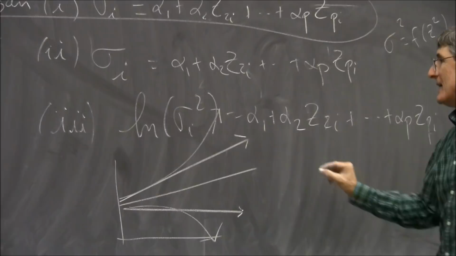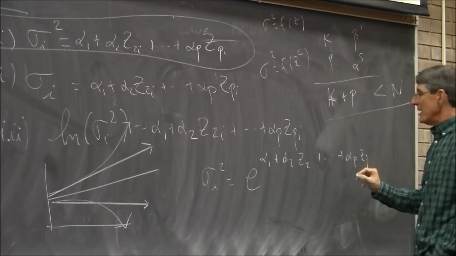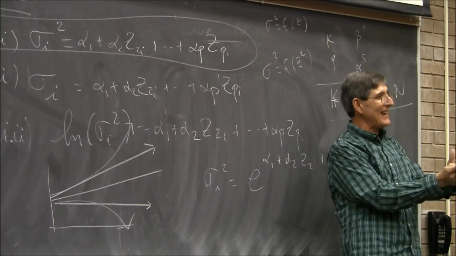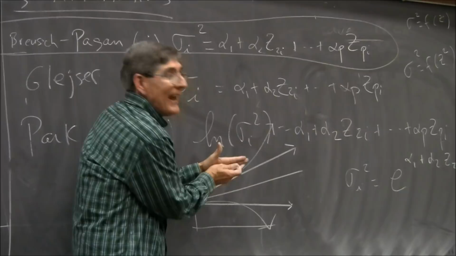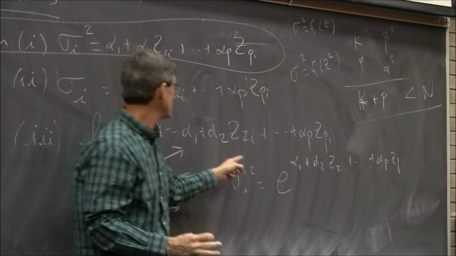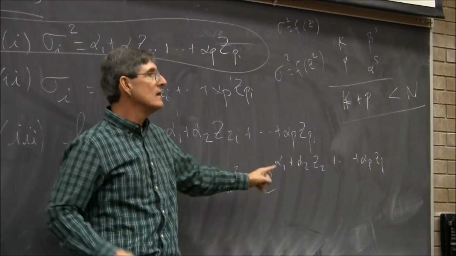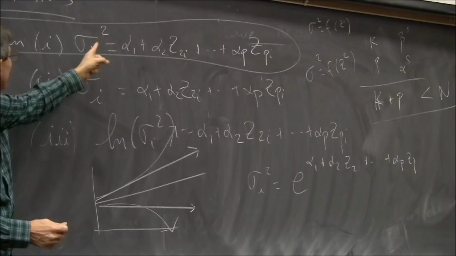If I unlog it, it says sigma i squared is e to the alpha 1 plus alpha 2 z2 plus alpha p zp. This is exponential. It increases even faster, or you can have exponential decay too. So this increases at a rate of a square, and this can increase exponentially, or decline exponentially as well. If the exponent is negative, you'll get exponential decay, and if it's positive, you'll get exponential growth. So things expand even faster than square, probably more like I've drawn it here. If the variance is not expanding very fast, that's good. If you think for some reason it's expanding with a square, that's good.